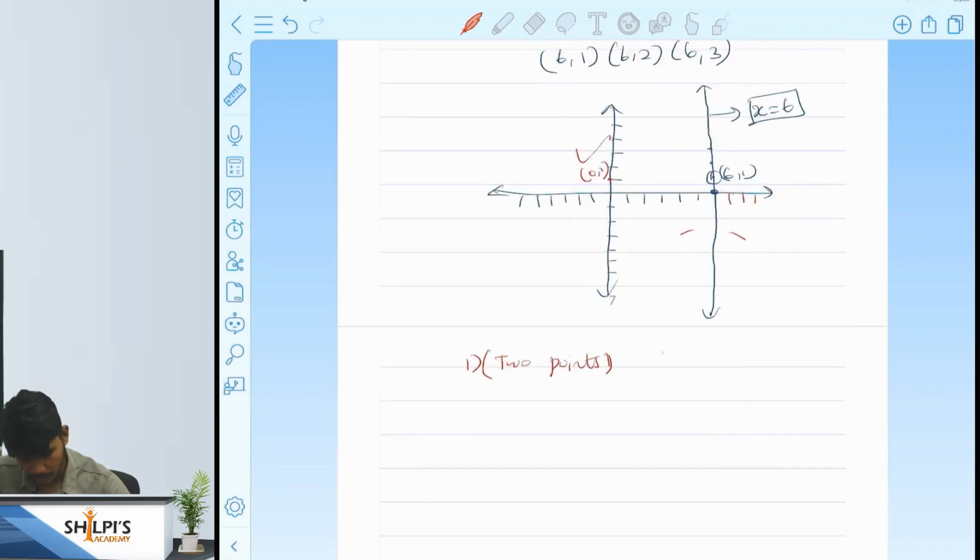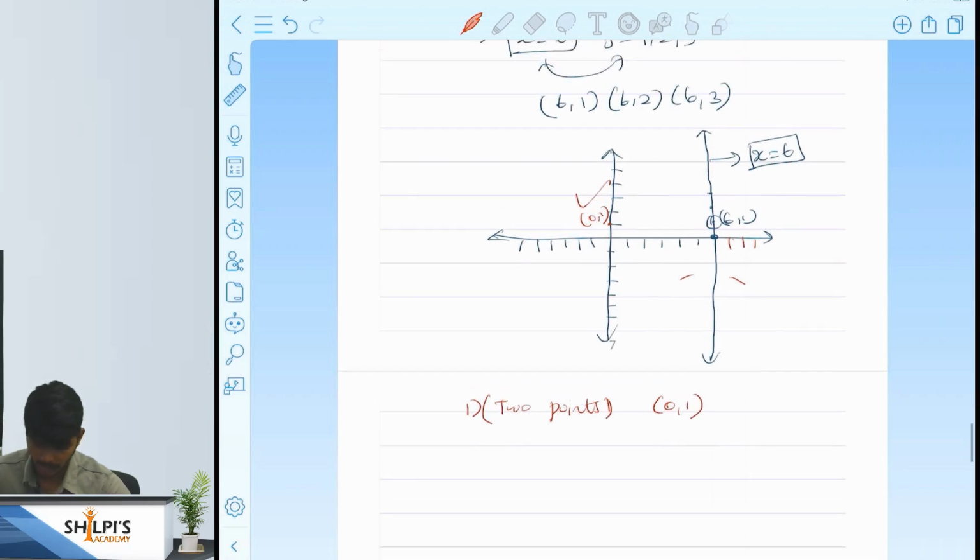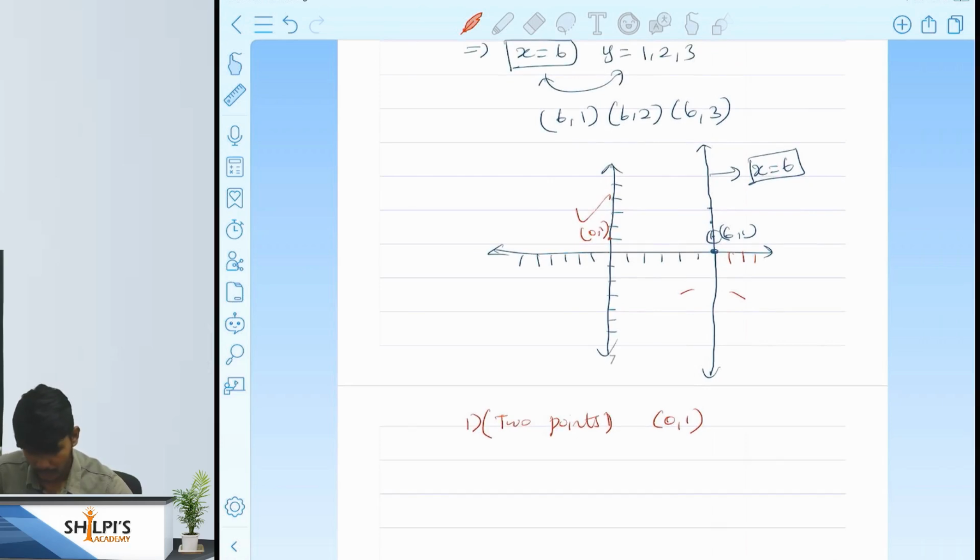So I took 0 comma 1, which is on the left side of this line. Now 0 comma 8, where will it be? 0 comma 1 is here. How can 0 comma 8 be on the right side of that particular line? 0 comma 8 will be somewhere here. 8 comma 0, this is 6 comma 0, this is 7 comma 0, this is 8 comma 0. I can take 8 comma 0, not 0 comma 8.